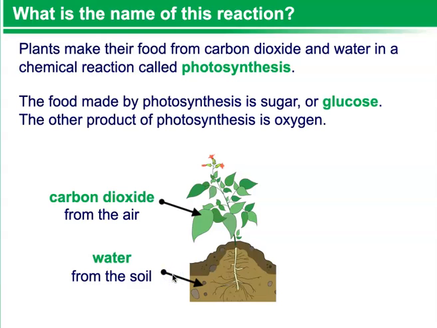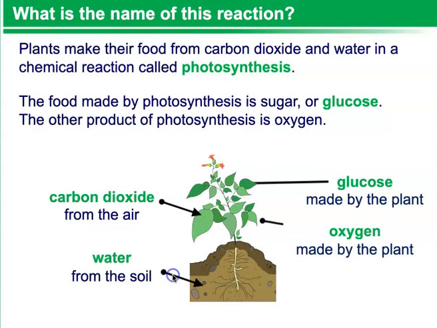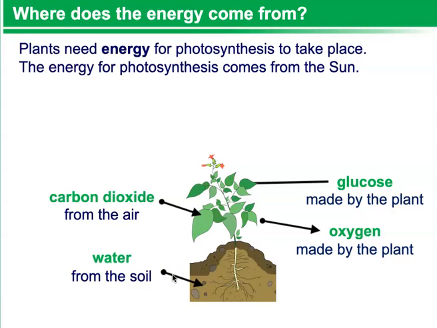The food made by photosynthesis is sugar, or glucose. The other product of photosynthesis is oxygen. So where does the energy come from? Plants need energy for photosynthesis to take place. The energy for photosynthesis comes from the sun.